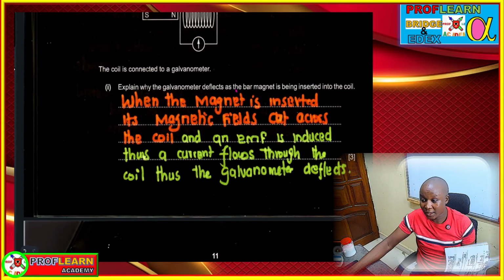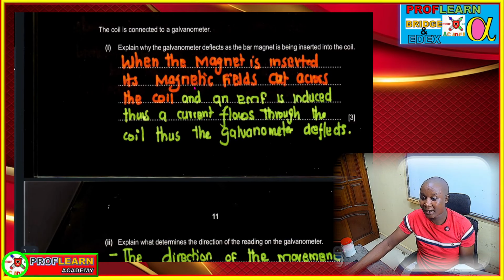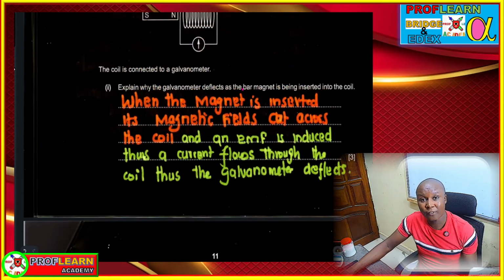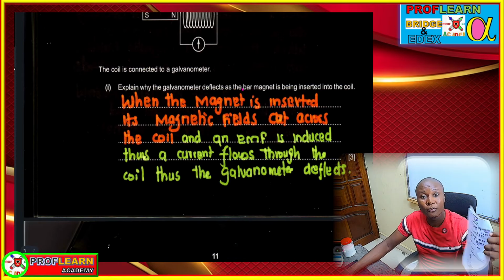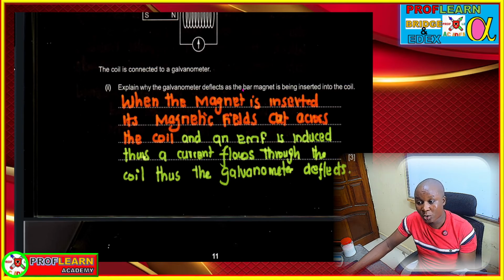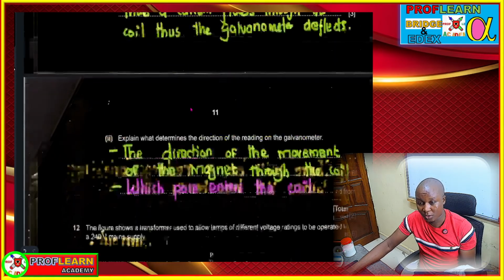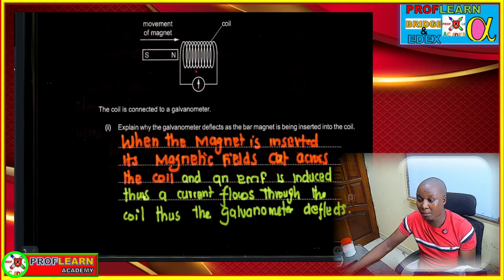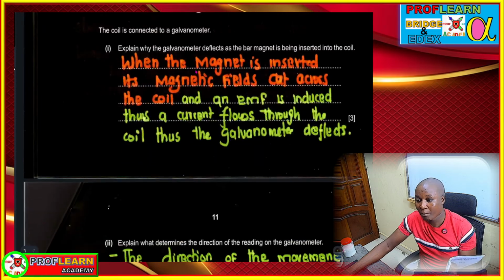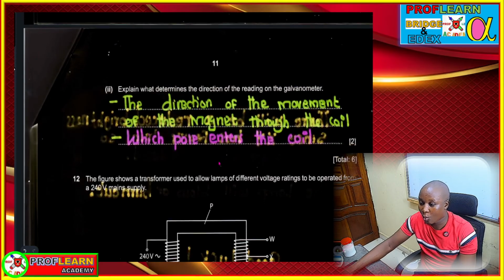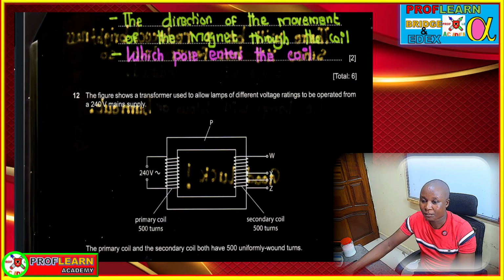Explain why the galvanometer deflects. It's because when the magnet is inserted, the magnetic fields cut across the coil and an EMF is induced in the coil. Thus the galvanometer deflects. If you move the magnet faster, the deflection will be larger because a larger EMF is going to be induced. If you use a stronger magnet, there will be a larger deflection because a larger EMF is going to be induced. If you use more turns, you are also going to have a larger deflection. So you need to ensure that you really understand exactly what happens in this particular case.